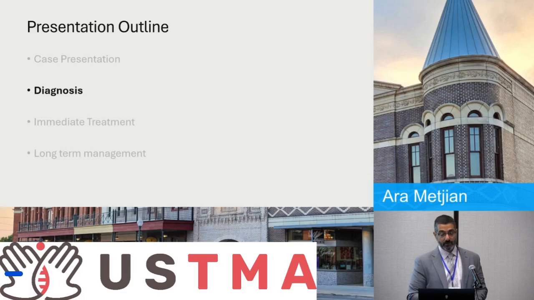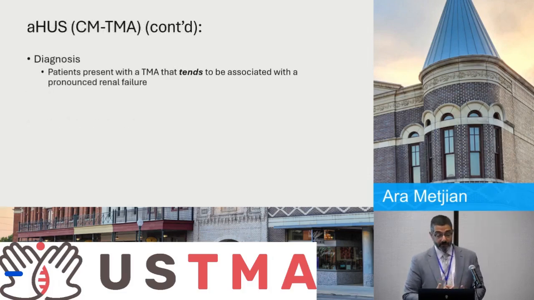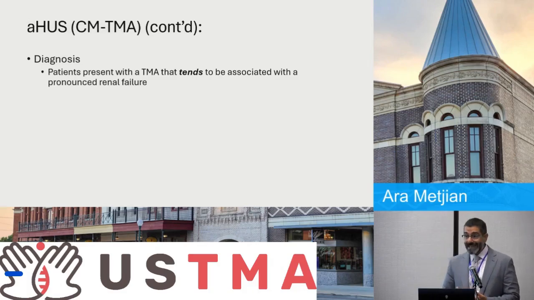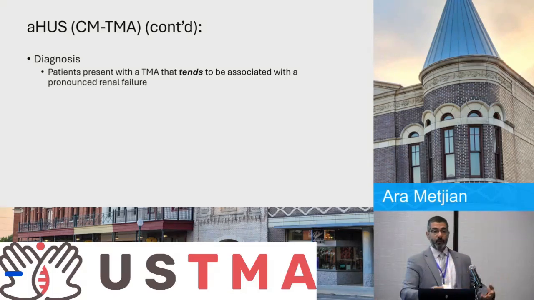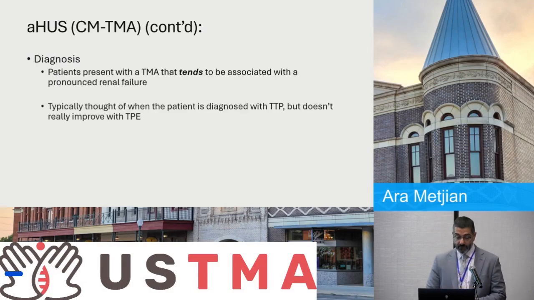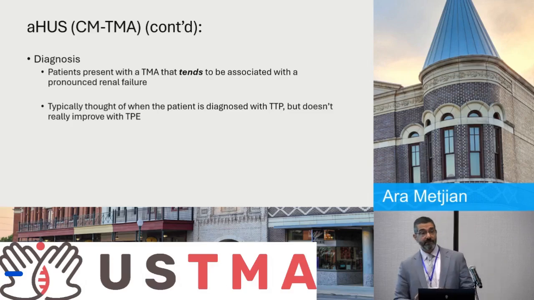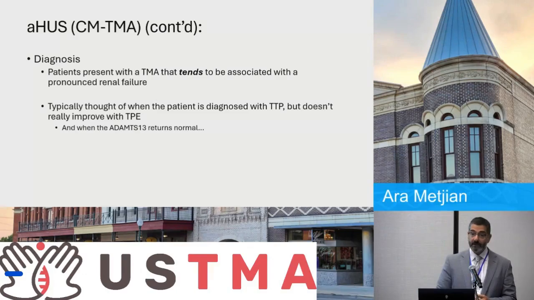Okay. Good questions. So how do we diagnose? We think about this when someone presents with a thrombotic microangiopathy that usually is associated with some sort of kidney damage. Someone that you knew a week, a month, a year ago had normal BUN and creatinine, normal kidney function. Now, all of a sudden, for no other reason, they've sustained significant kidney insufficiency. And usually what happens is people think, oh, this is TTP, because that's more common. Except you put them on plasma exchange and things aren't getting better. Or ideally, when you check the ADAMTS13, it comes back normal.